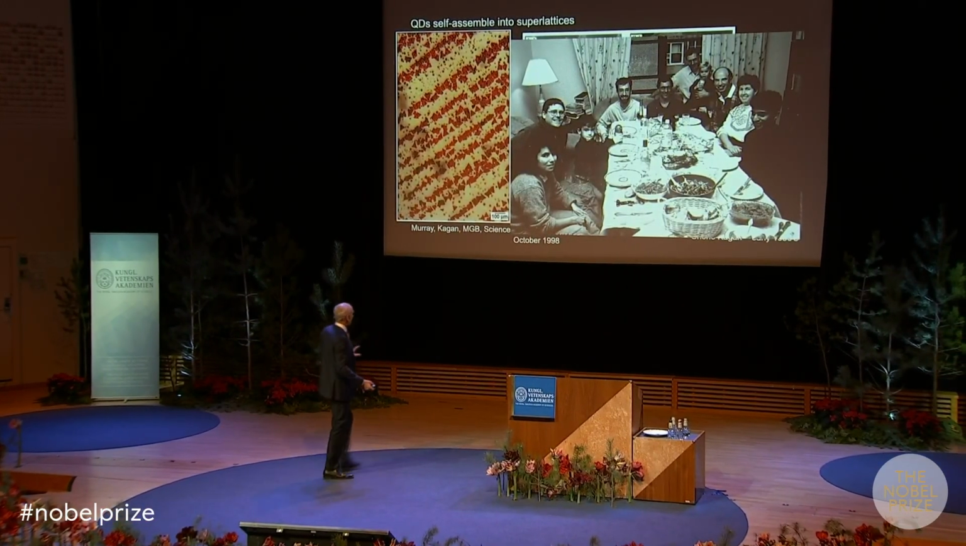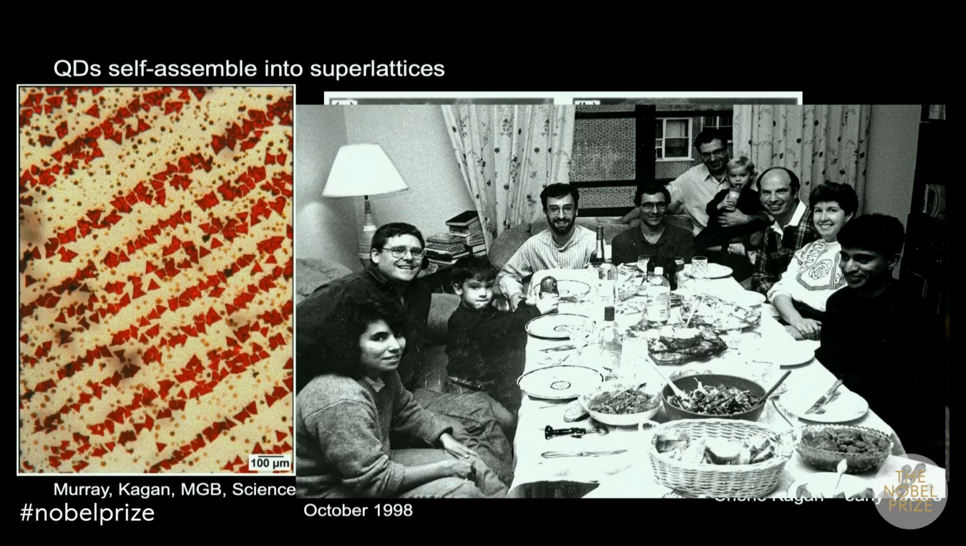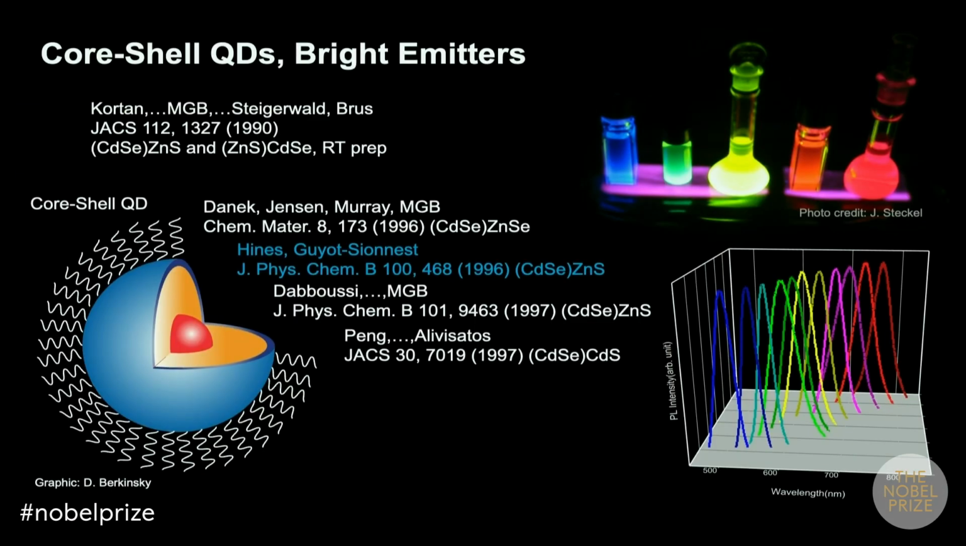Okay, this is a picture from 1998 that shows the characters of the story. There's Sherry, there's Chris, there's David Norris, there's myself, Sasha Efros, a theorist, Tim Harris, who was at Bell Labs at the time, who will come in my story very briefly in a minute, and Manoj Nirmal on the side here.